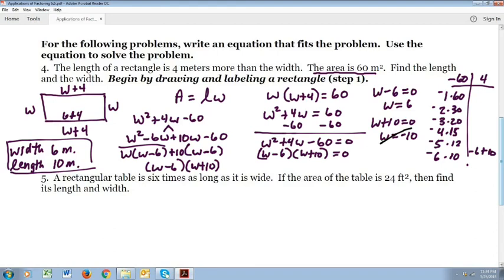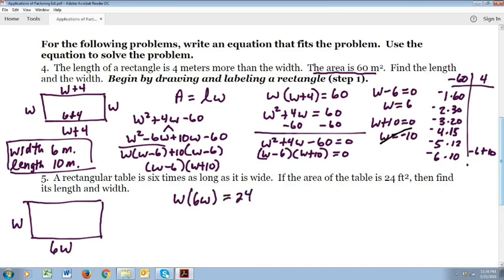Let's go ahead and look at the next one. It says a rectangular table is 6 times as long as it is wide. If the area is 24 square feet, then find its length and width. So if this is my width, the length is 6 times as long, so 6 times the width. So if the width were 10, the length would be 6 times 10, or 60. So whatever the width is, the length is 6 times as long as that. And so here we have w times 6w is going to equal 24, or 6w squared equals 24.